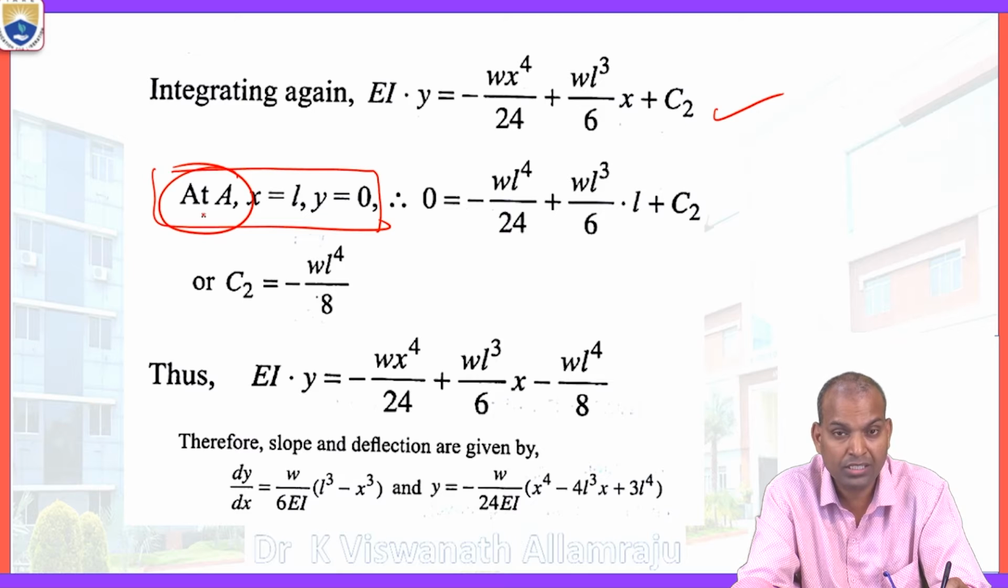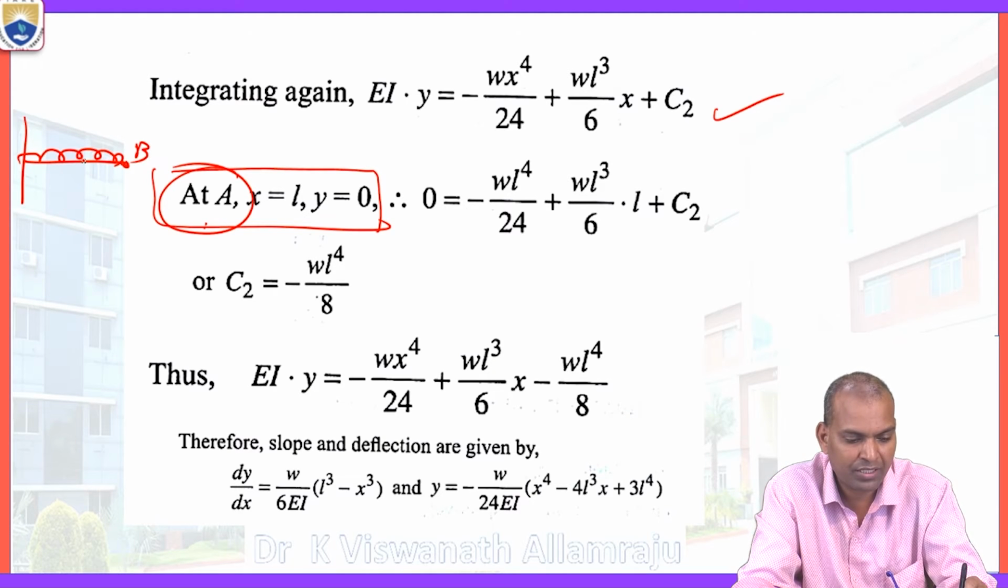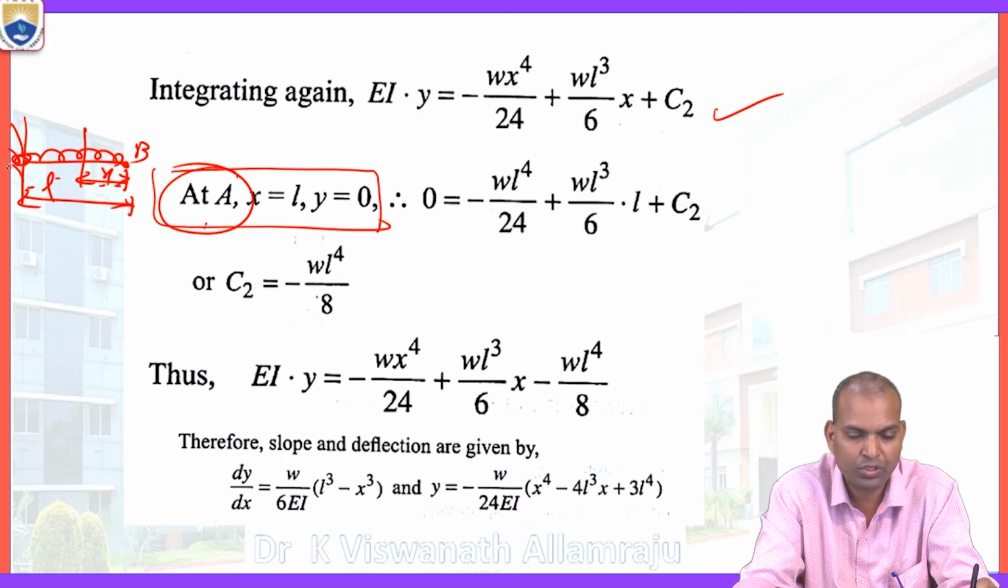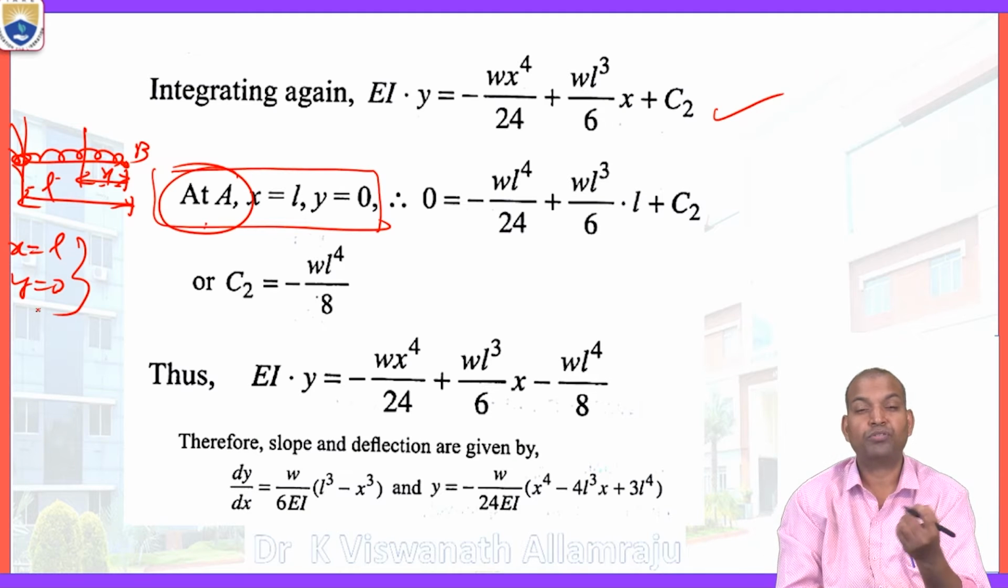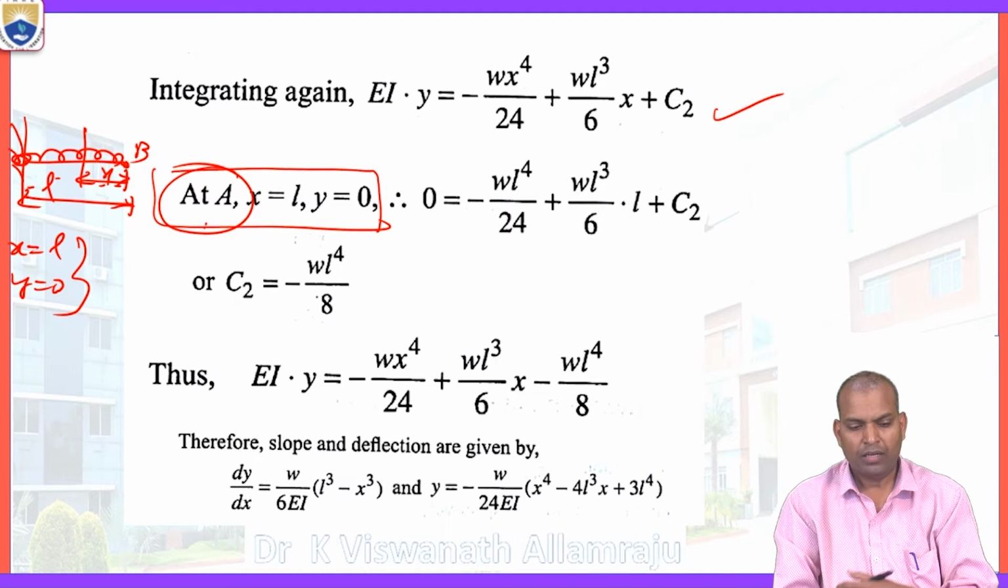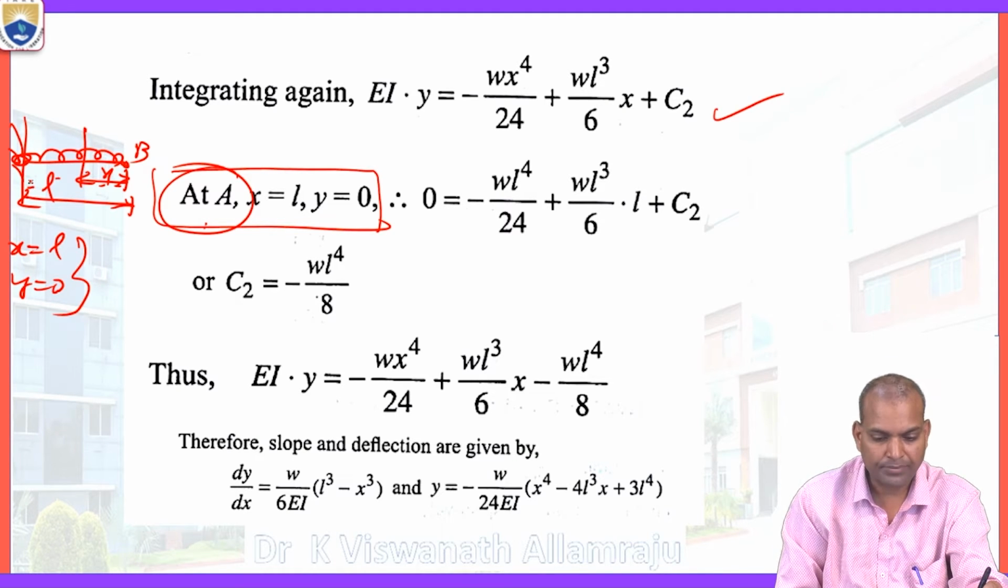Now x equal to L, y equal to 0, it is at A. Then what is the origin? The origin is point B, because we considered x from here. Now it becomes x equal to L, that is the fixed support. What is y, the deflection, at x equal to L? Deflection at the fixed support is 0.